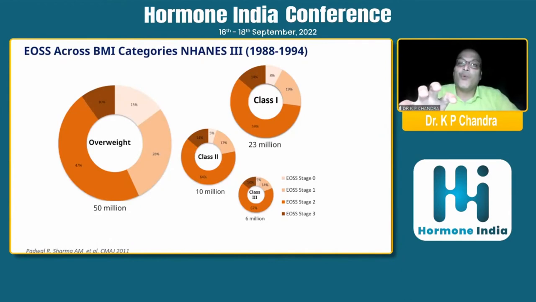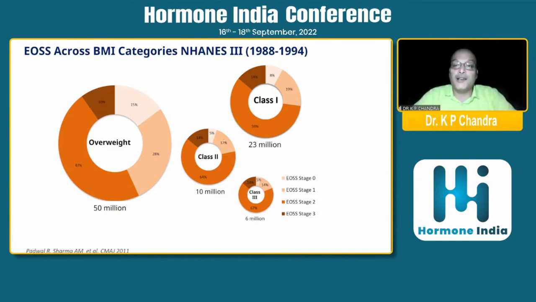Now, this is, once again, a beautiful depiction of how the EOSS method placed patients in different categories depending upon BMI. You can see, even those patients who were not obese, just overweight, had 10% in stage 3 and about 47% in stage 2. So more than 50% of the patients who were not obese but just overweight were in stage 2 or stage 3 of EOSS, which needed aggressive management of their obesity. This is how it differs.